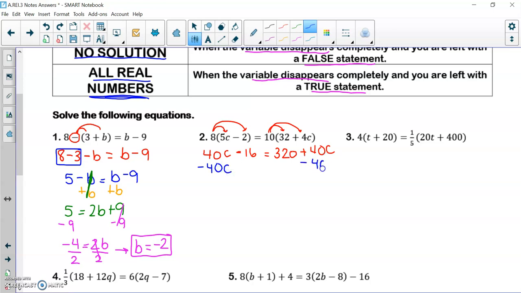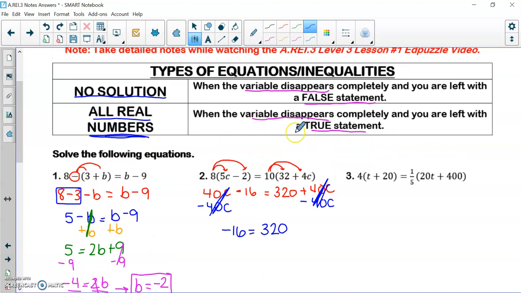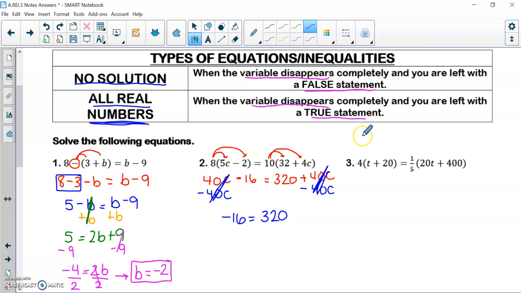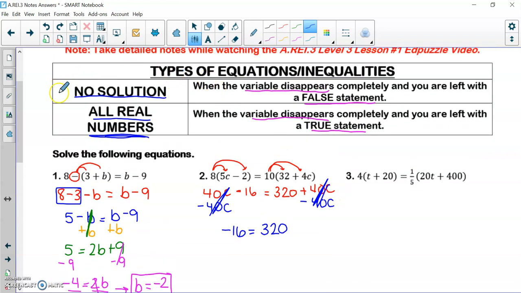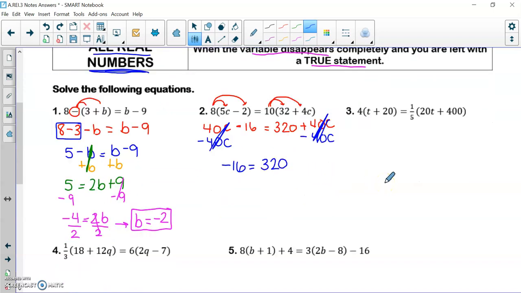When I subtract 40c from both sides, a 40c minus a 40c cancels on the left, and I'm left with a negative 16 is equal to a 320, and then a 40c minus a 40c also cancels on the right. So my variable completely disappeared. So this is where we get to one of these situations. Well, when your variable disappears and you wind up with a false statement like we do here, because is negative 16 equal to 320? No, it's not. Then your answer is no solution.